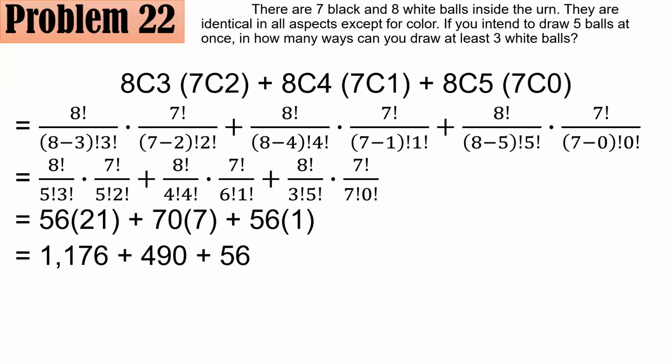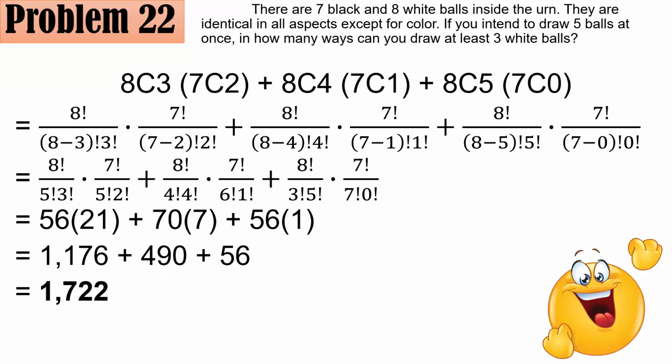And simplifying everything and adding gives us 1,722 ways in all. I hope that you got the gist of the explanation, and be very careful with your multiplication and division, okay? And your four fundamental operations in general.